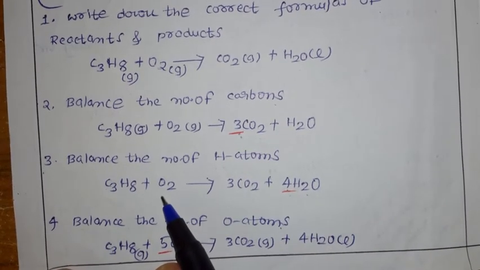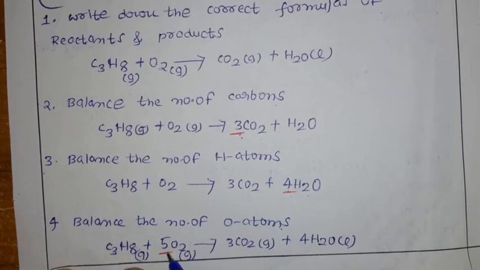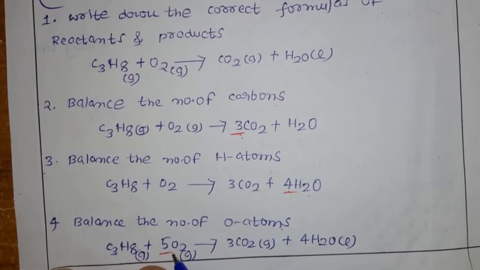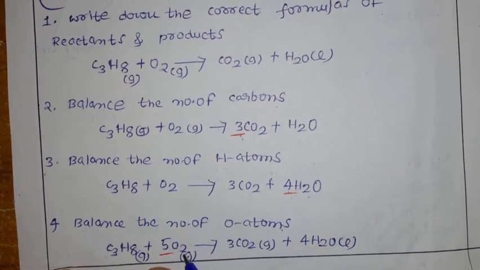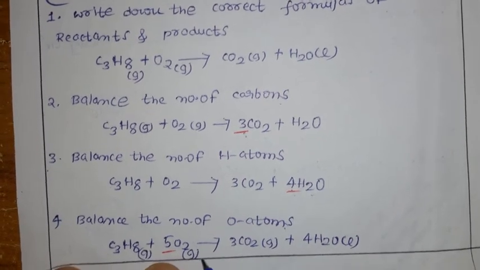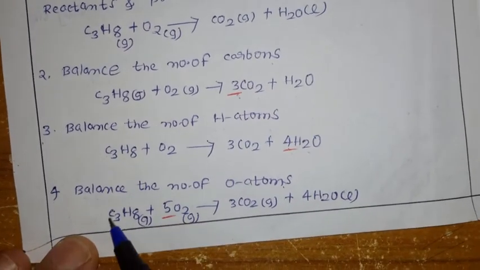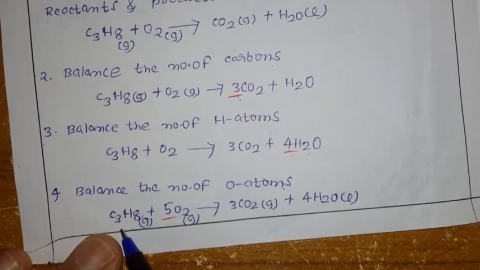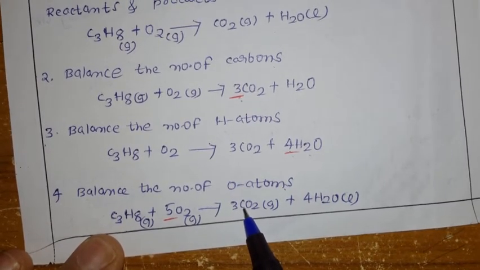Now you have to introduce the coefficient at the reactant side. So now if you write 5 here, what happened? 5 into 2, we have 10 oxygen atoms. Now this is the balanced chemical equation. Let us see the totals here. Carbon: we have 3 atoms at the reactant side, and at the product side also we have 3 carbon atoms.